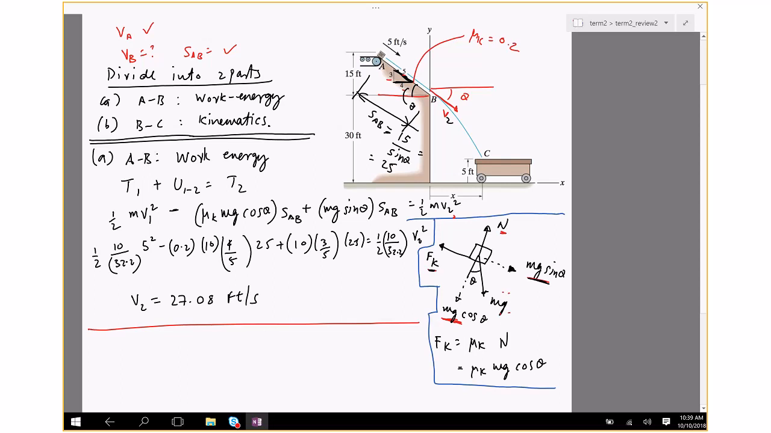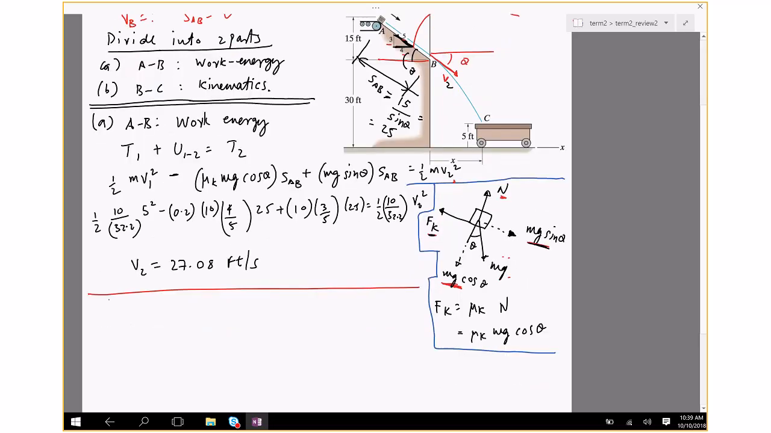Okay, so now it's a projectile problem. Do you want me to solve it? Why don't you try to solve it yourself? I'll give the final answer. You should try to solve it yourself. That's how you can solve more problems. The answer the book gets is x equals 18.2 feet.